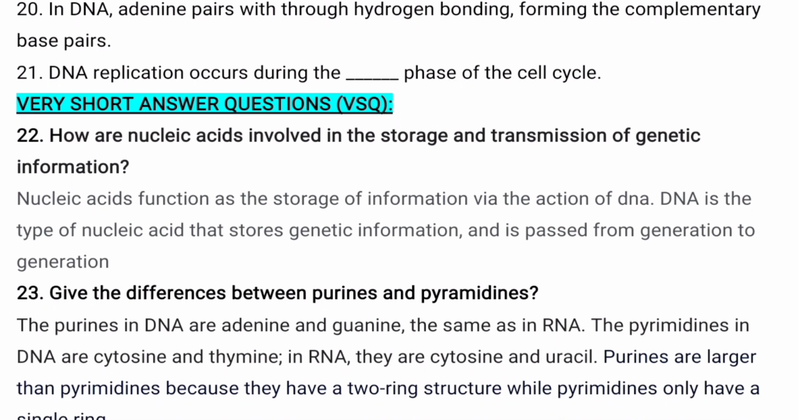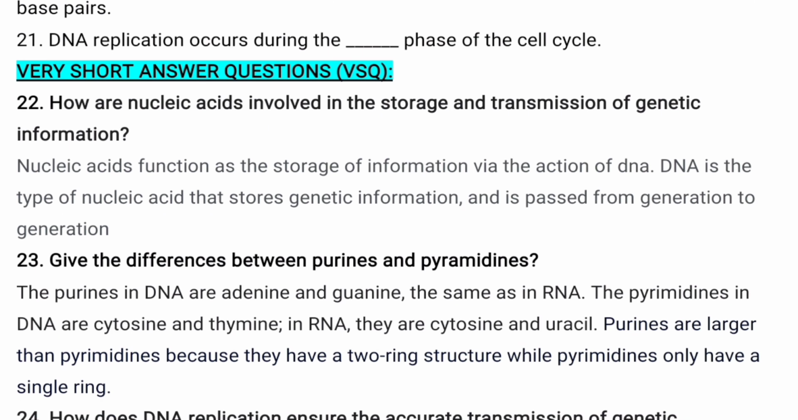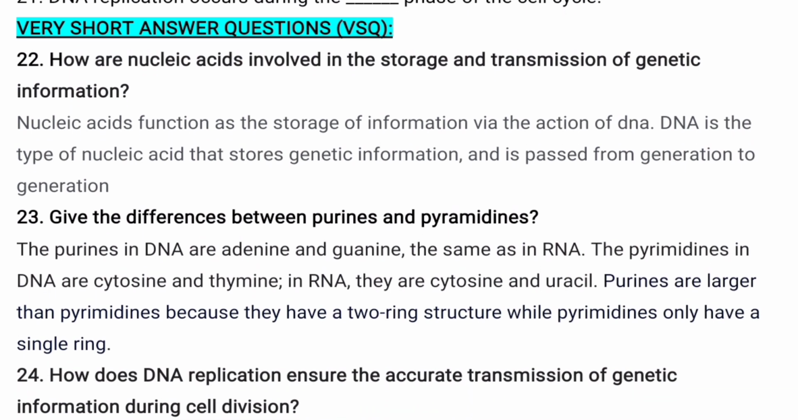DNA replication occurs during the dash phase of the cell cycle. Yes, the correct answer is S phase of the cell cycle, also called the synthesis phase. So now the next category of questions: 1 mark questions, very short answer type questions.